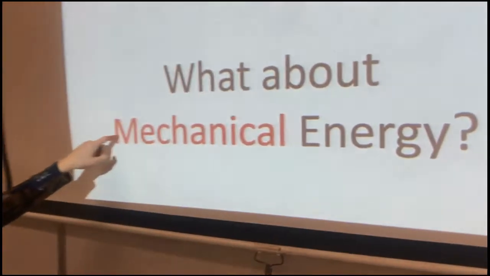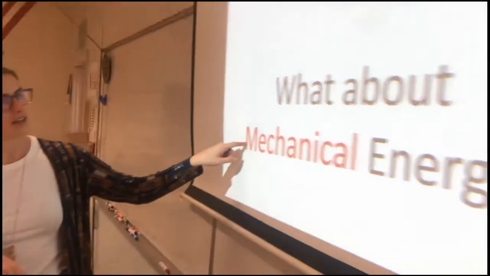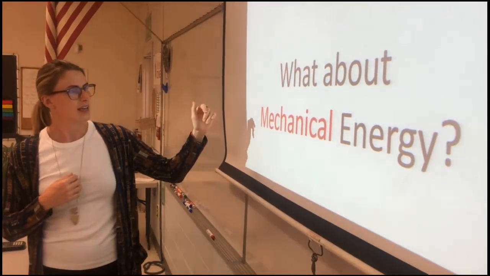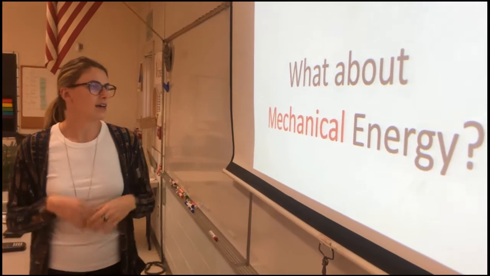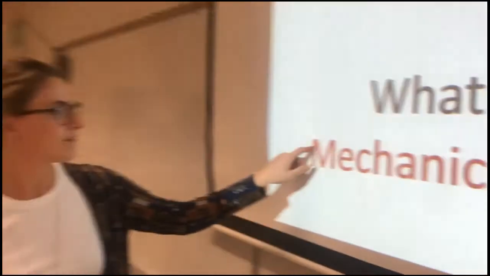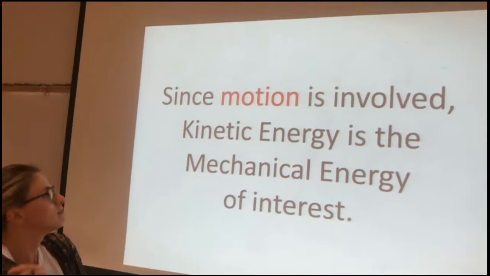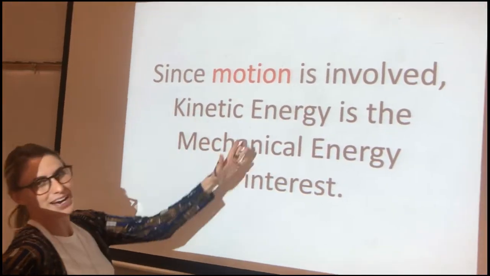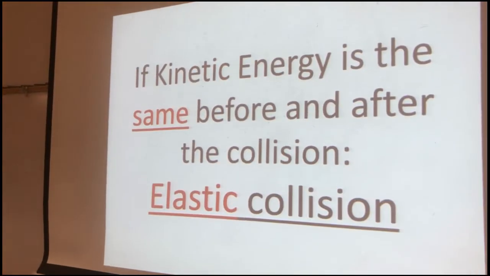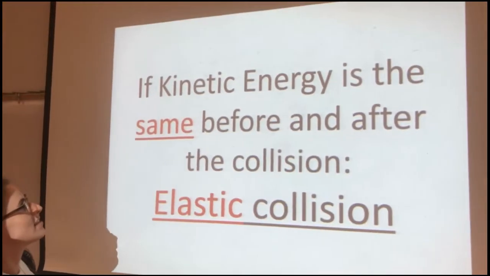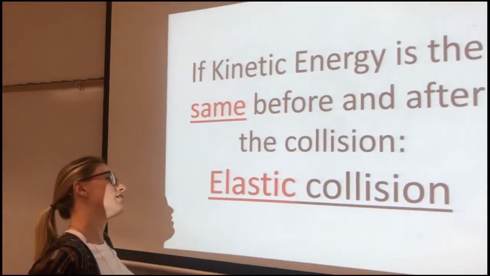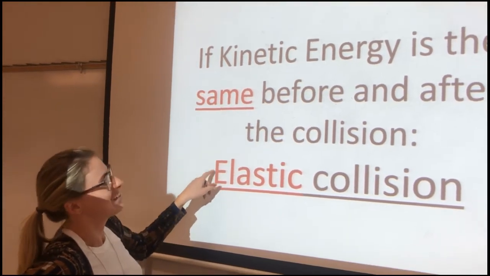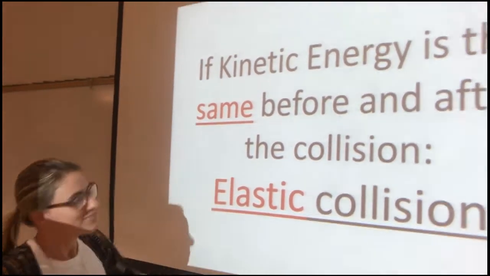Mechanical energy. Well, that's the one where we ignored a bunch of other energies just to make it simpler. What were the energies that we considered? We're considering kinetic energy and potential energy. That's right. With mechanical, since motion is involved, kinetic energy is the mechanical energy of interest. This is what we care the most about, and this is what we're going to focus on. If kinetic energy is the same before and after the collision, we have an elastic collision.